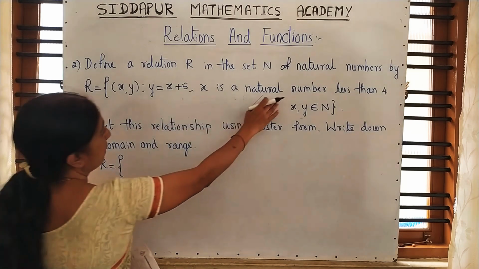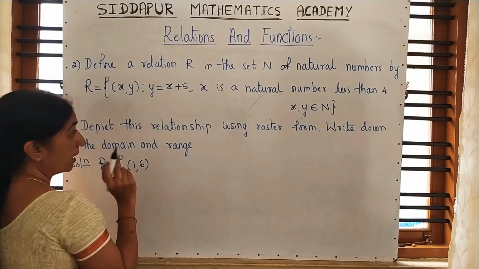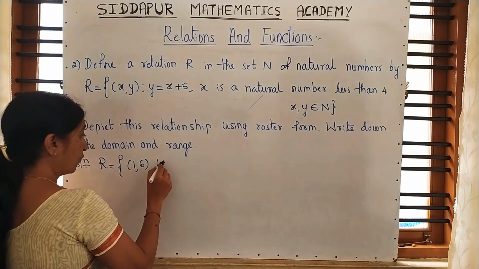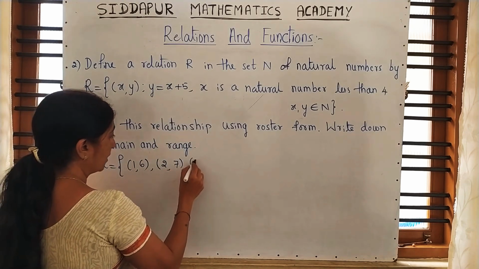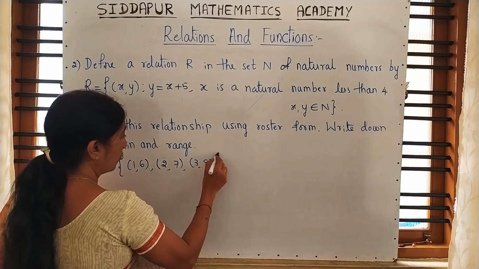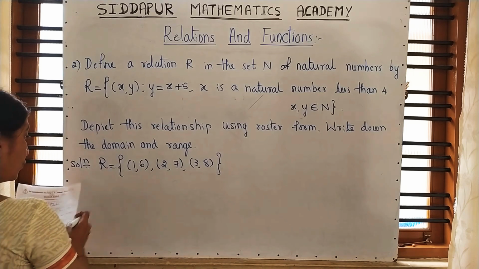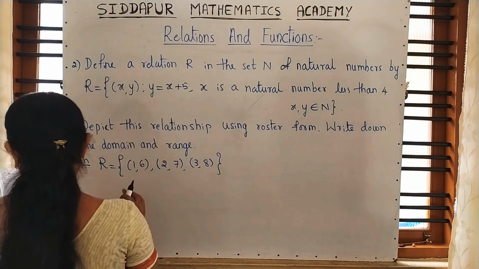If you write x as 1, y is 6. That is (1, 6). And you have to select a number less than 4. Remember that. If you take 2, 2 plus 5 is 7. If you take 3, 3 plus 5 is 8. And you cannot take 4 because it should be less than 4. So these are the ordered pairs using this relation. Now we defined the relation.